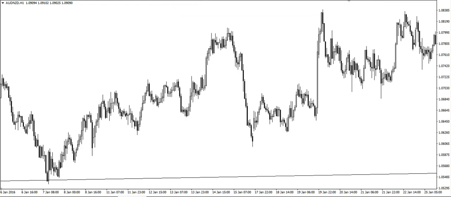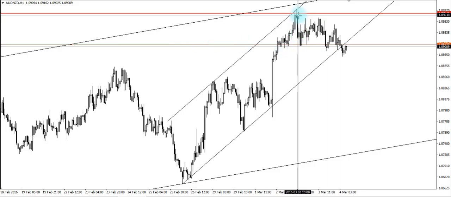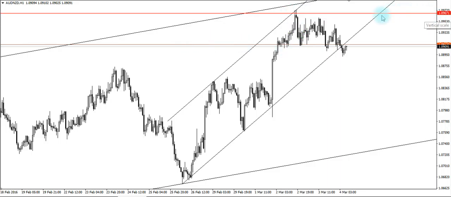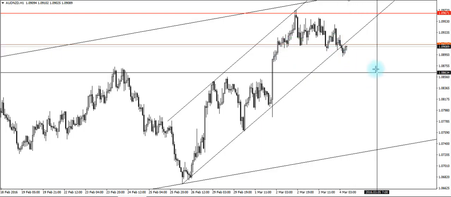And in the 1-hourly chart itself, there is also a minor rising trend channel, and the price has broken below it. That signals for the price to fall further from here. And of course, we are seeing that the price is also resisted at the key resistance level at 1.0967. That's another reason for us to go for the sell for the Aussie against New Zealand dollar.